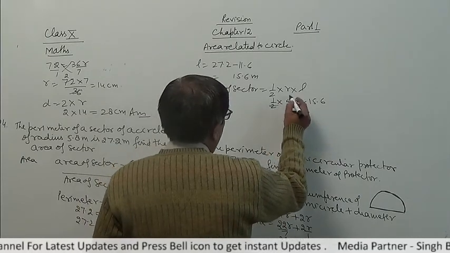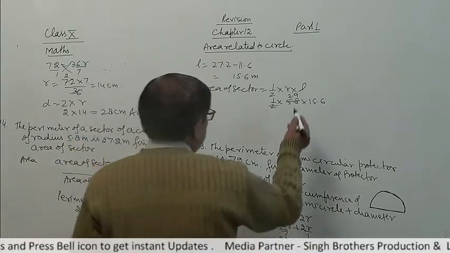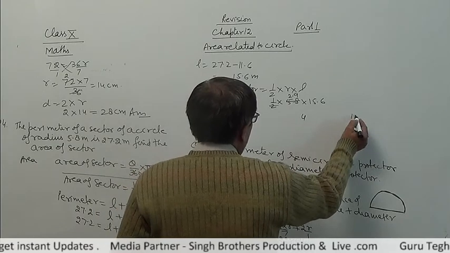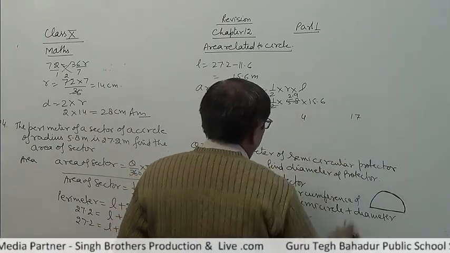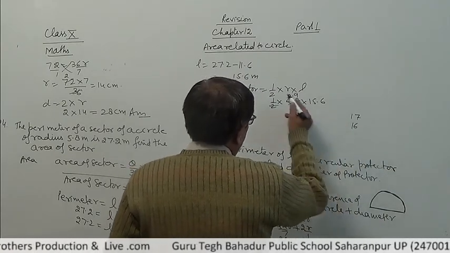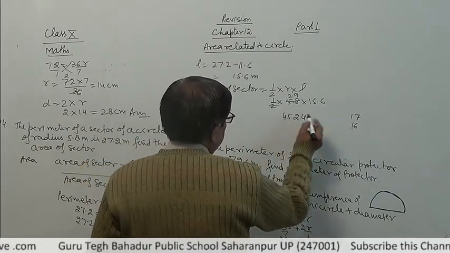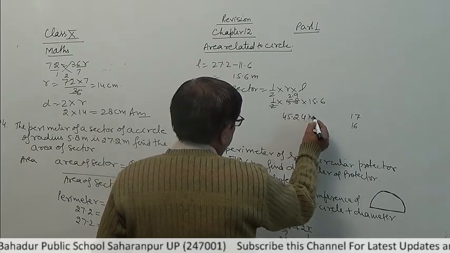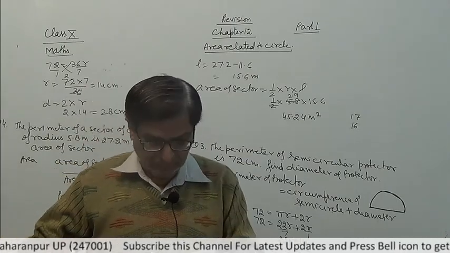Half into 5.8 into 15.6. Now 2 2s are 4, so 2.9 into 15.6. Multiplying: 29 6s are 174, 29 5s are 145, 29 1s are 29, and with the decimal places, this is 45.24 meter square.